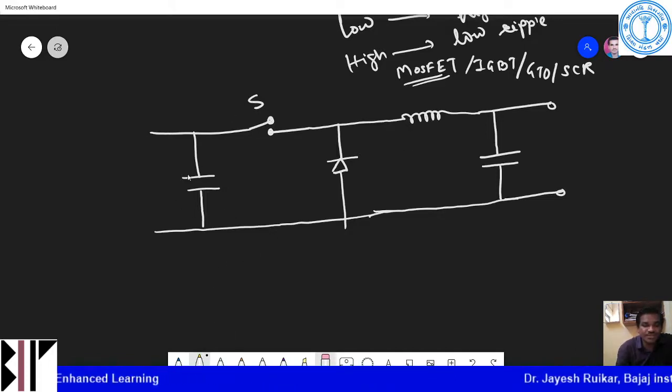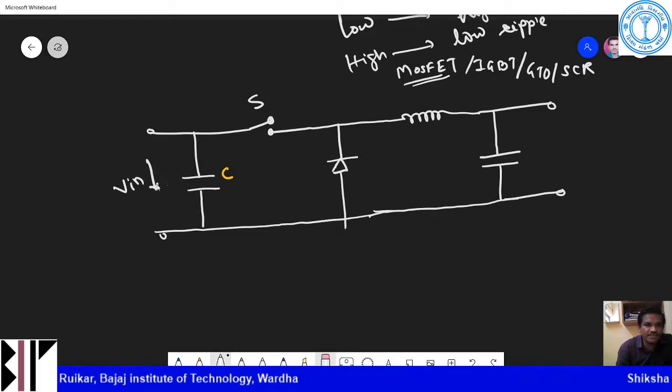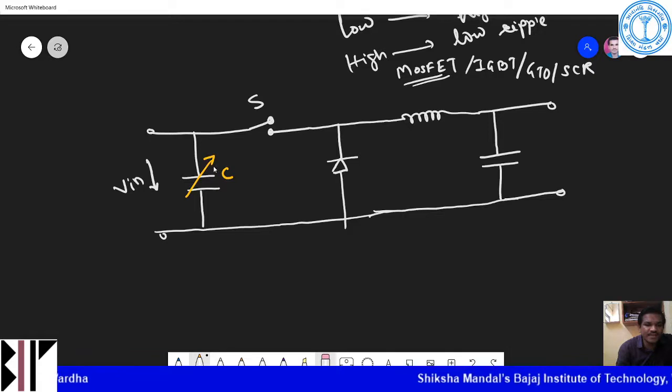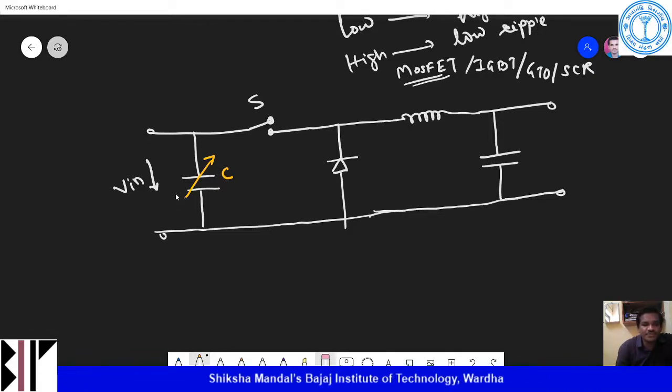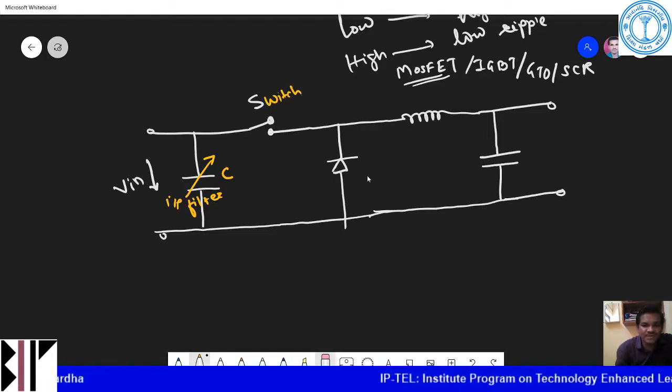So this is my switch, and this is my capacitor. Across this capacitor I will get an input voltage. This capacitor is meant for filtering out the input, so it will act as an input filter. This is my switch. This is the diode, that is my freewheeling diode.